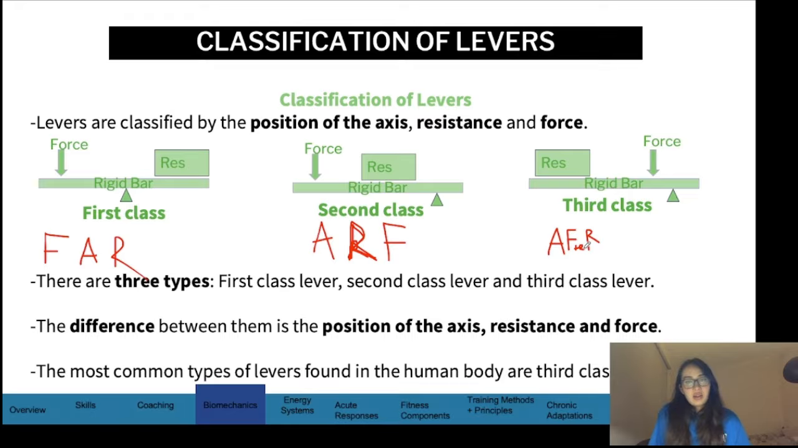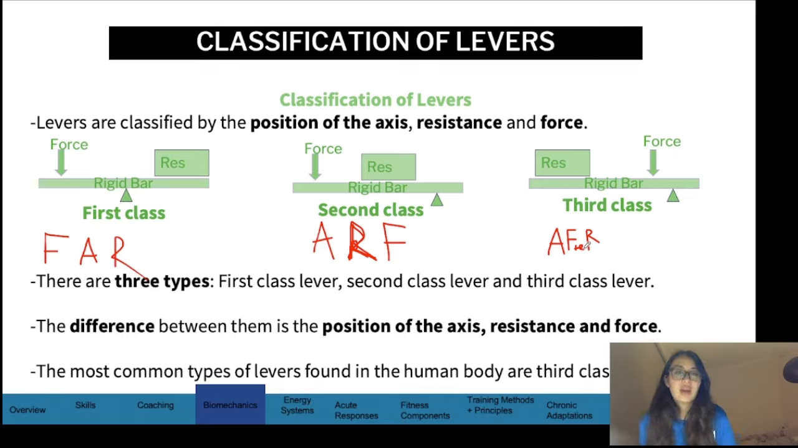Second class lever. An example of this is standing on your tiptoes. That's why I said the dog's yapping at your heels. That's why you're running on your toes. So if you put your feet flat on the ground, and then you raise your feet and stand on your tiptoes, that's a second class lever. You've got your axis, which is the pivot point of your foot on the ground, resistance, and then force, which is the weight of your body. So you're lifting pretty much the entire weight of your body on your tiptoes.